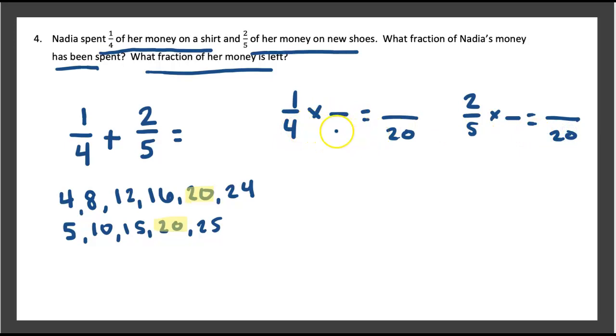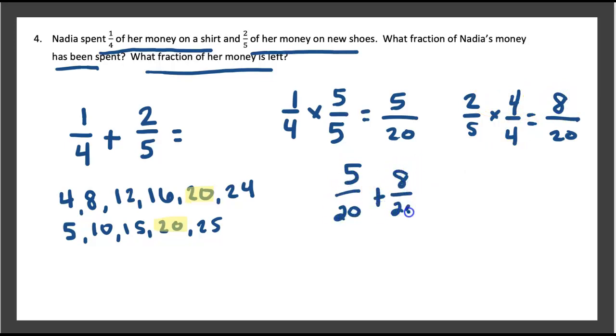So in order to make this 20, 1/4 times what equals the denominator of 20? And then 2/5 times what equals the denominator of 20? So 4 times what is 20? Well, I can count. 1, 2, 3, 4, 5. So 4 times 5 is 20. What I do to the bottom, I have to do to the top. 5 times 1 is 5. And then 5 times what is 20? 1, 2, 3, 4. So 5 times 4 is 20. And what I do to the bottom, I have to do to the top. 4 times 2 is 8. So now I have a new problem. 5/20 plus 8/20 equals what?